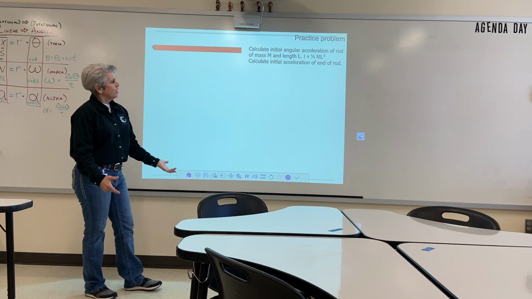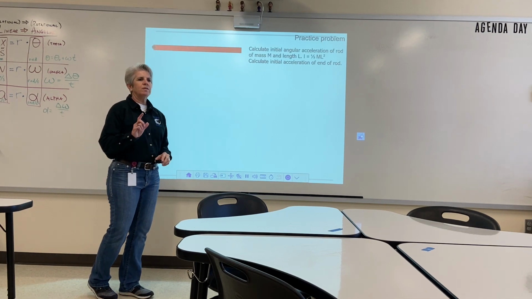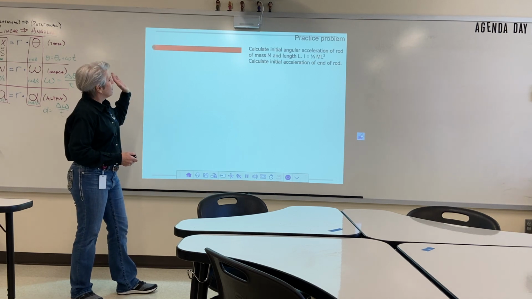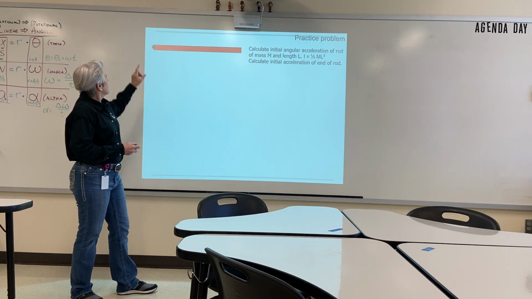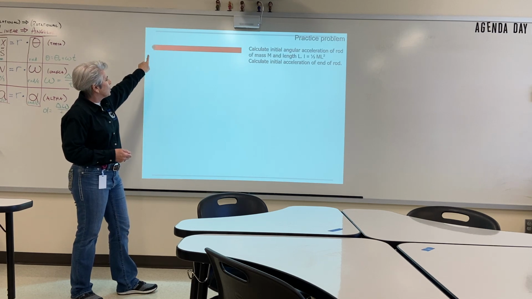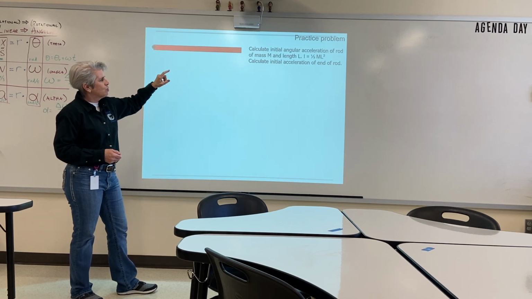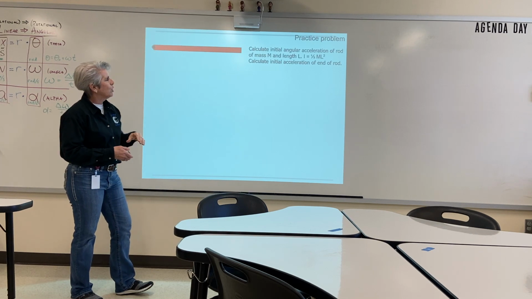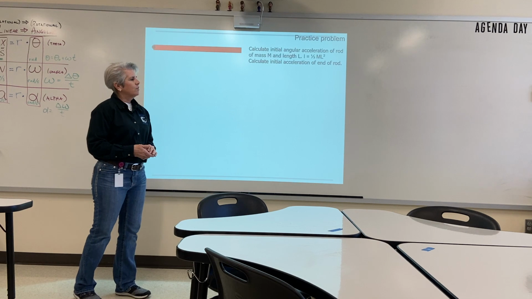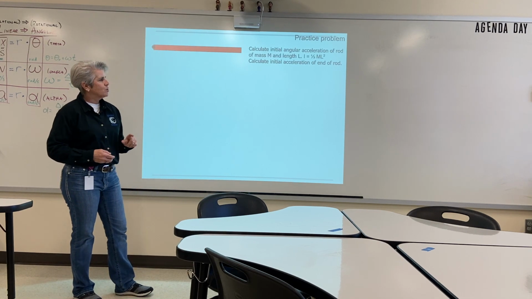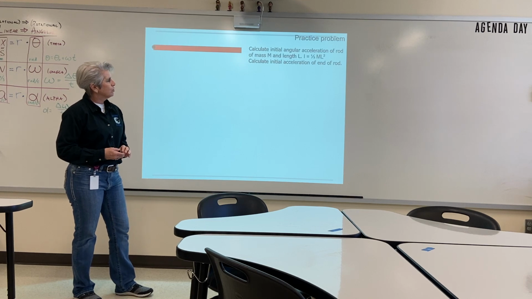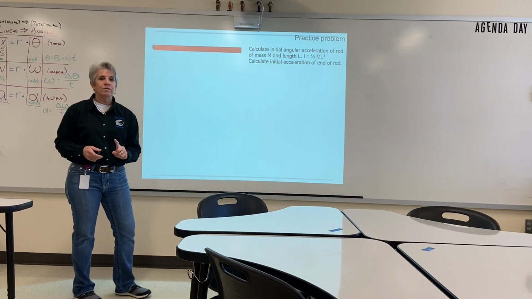Okay, so let's take a look at another practice problem, and I can promise you that this example will show up in your audits. So here we have a rod, and it's got a hinge up here at the top left corner, and it says calculate the initial angular acceleration of the rod of mass m and length L. And then it says the inertia of a rod, I, is 1/3 ml squared. And then it says calculate the initial acceleration of the end of the rod.